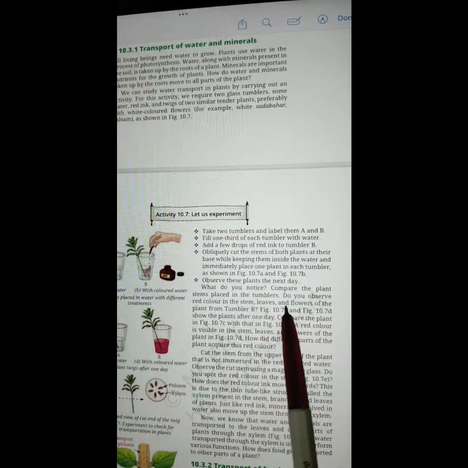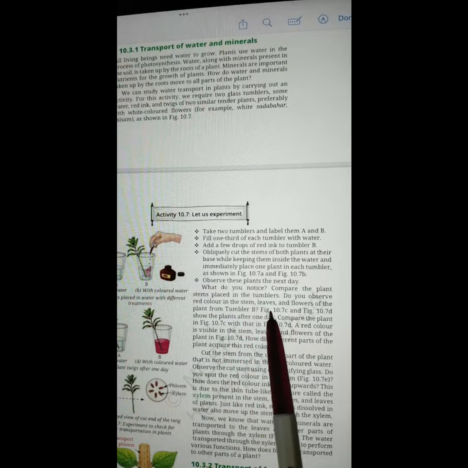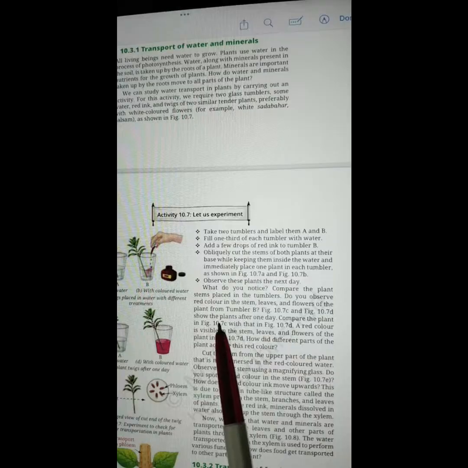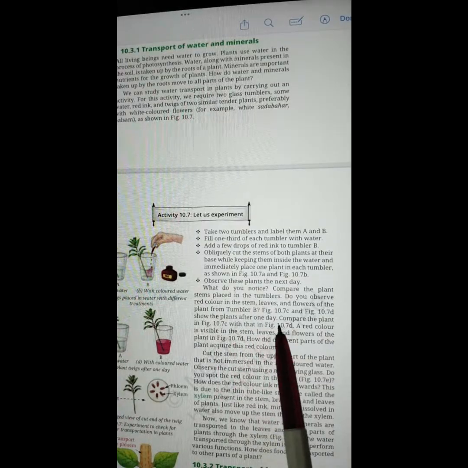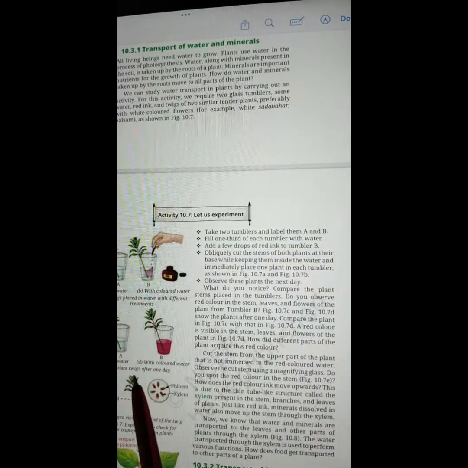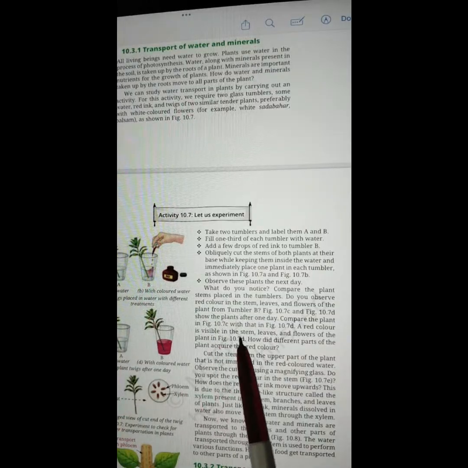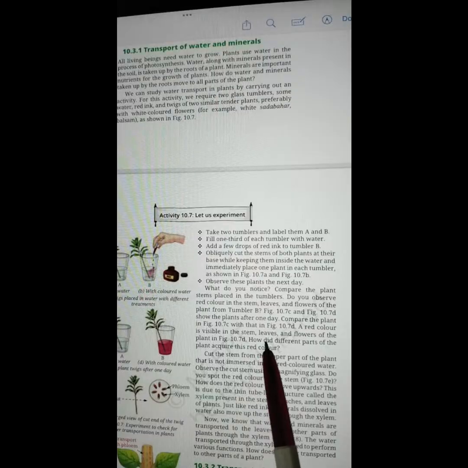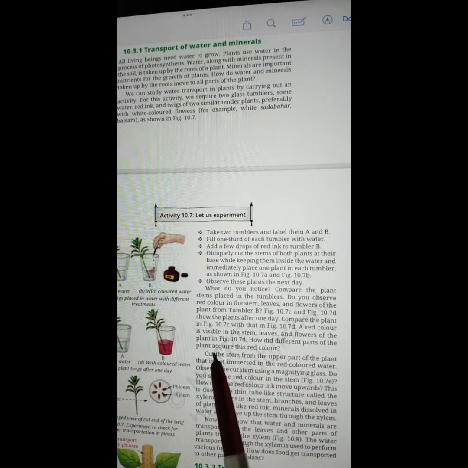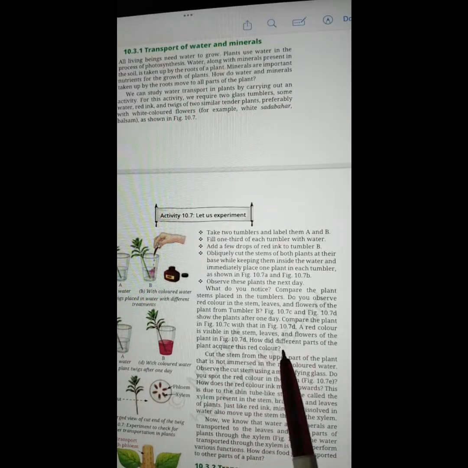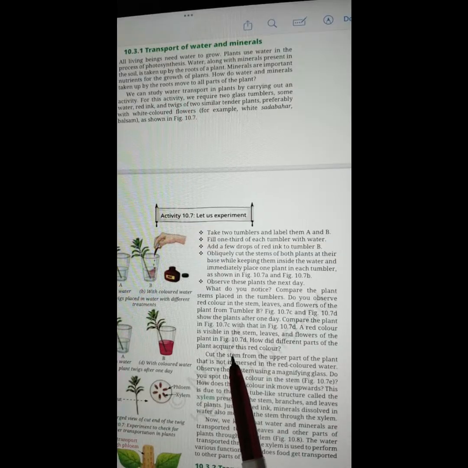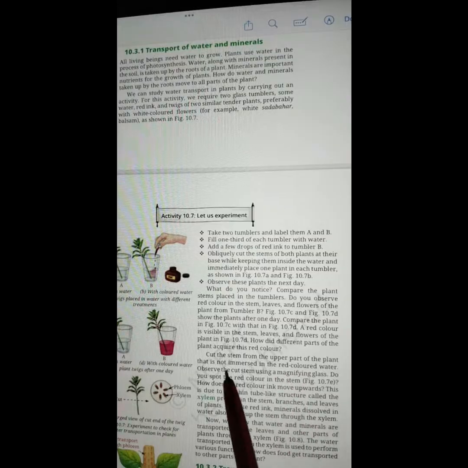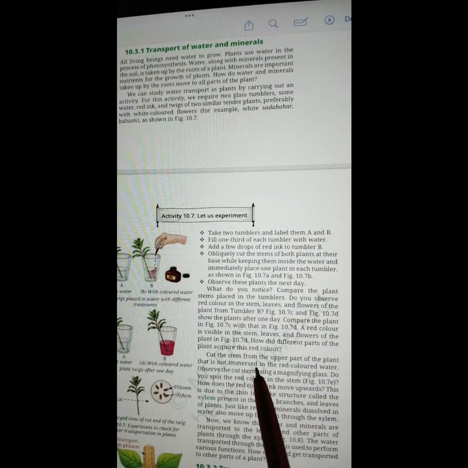What do you notice? Compare the plant stems placed in the tumblers. Do you observe red color in the stem, leaves and flowers of the plant from tumbler B? Figure 10.7C and D show the plant after 1 day. Compare the plants in 10.7C with that of 10.7D. A red color is visible in the stem, leaves, and the flowers of the plant in figure 10.7D. How did different parts of the plant acquire this red color?